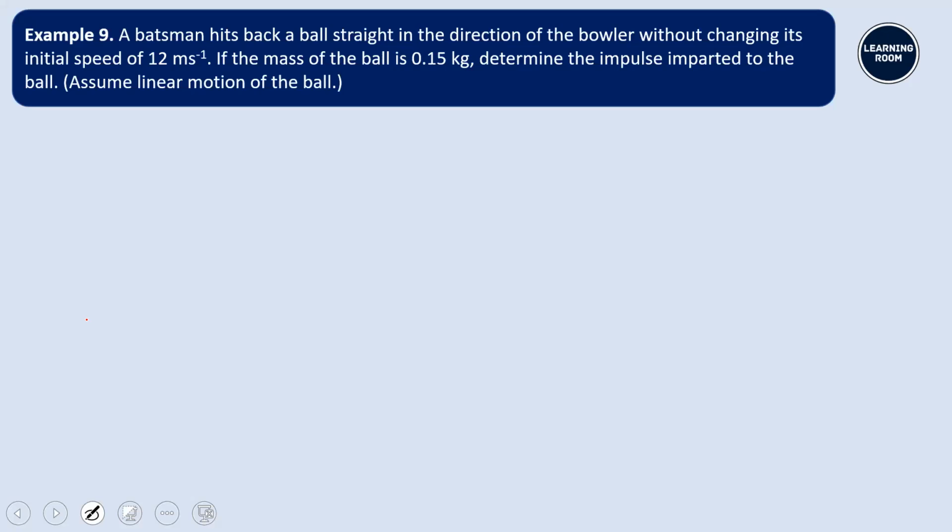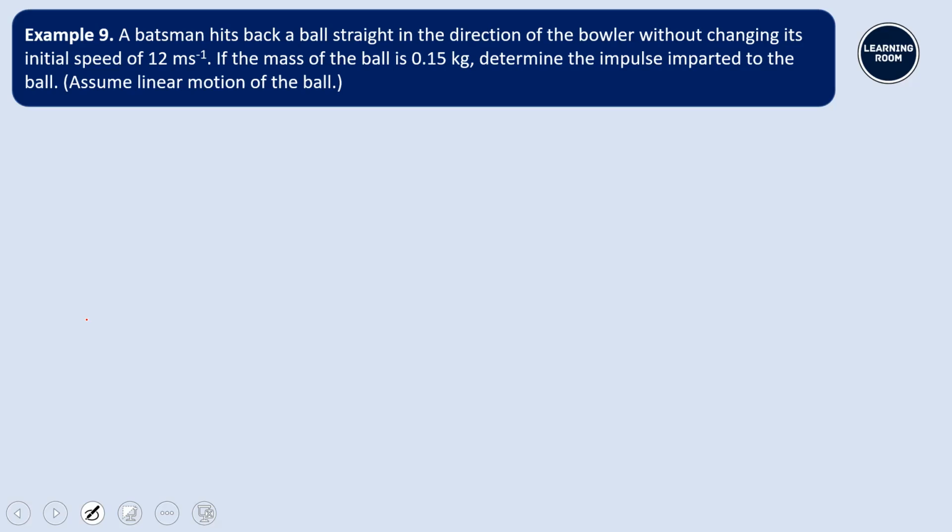Okay, so based on this, look at the first example. There is a batsman who hits back a ball straight in the direction of the bowler without changing its initial speed of 12 meter per second. If the mass of the ball is 0.15 kilogram, determine the impulse imparted to the ball.